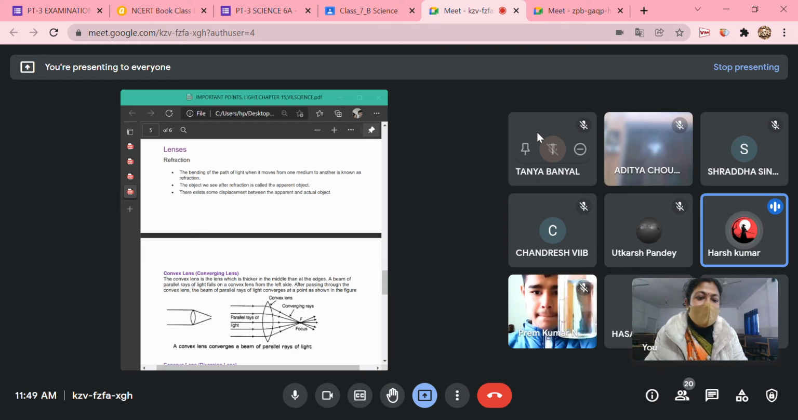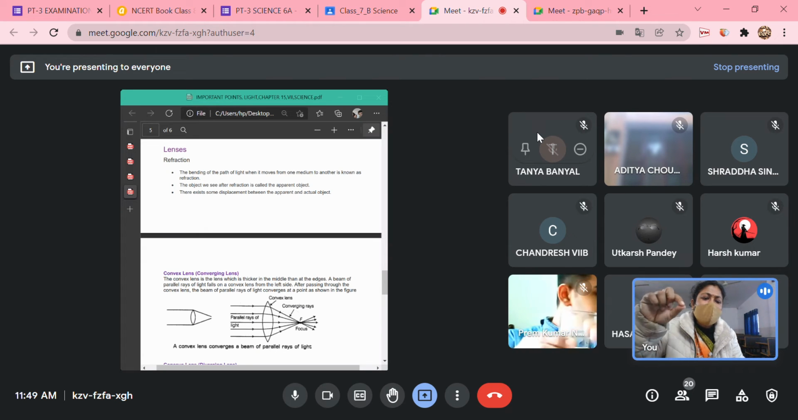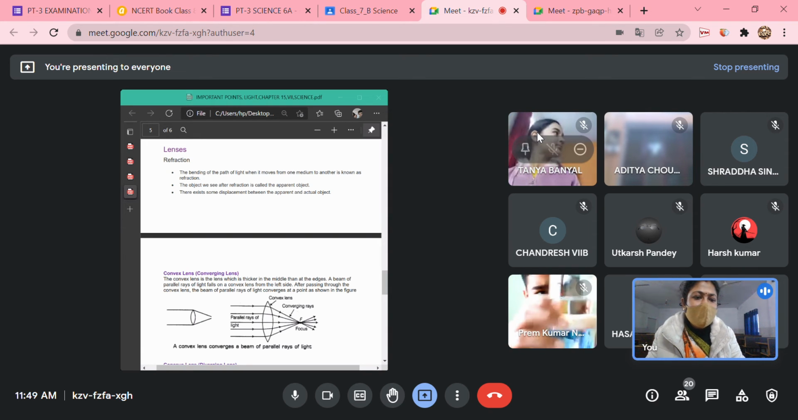Just put a spoon inside. You have got a spoon, a long spoon. Just see, it will bend. Yes, Prem, put something inside. Any stick, scale, or spoon will do, but that should be an opaque object. Just put it inside water. Put anything, a long thing, inside water. Just you see, it will bend.